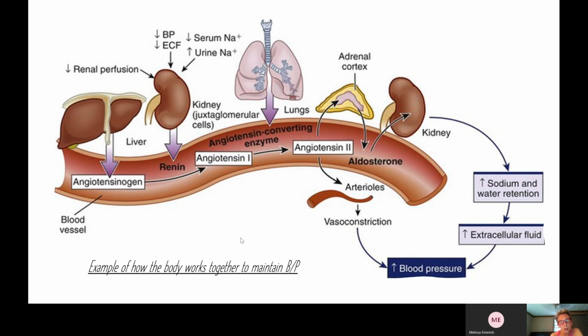Long story made short, how do you think the nervous system plays into all of this, even though there's not a picture of a brain here?